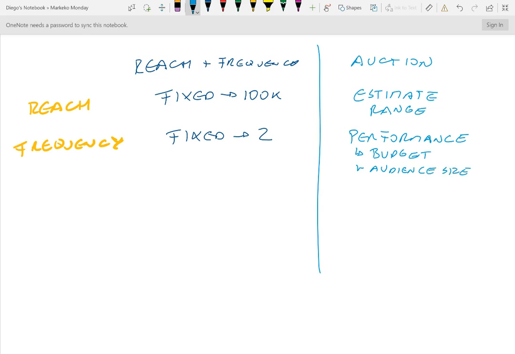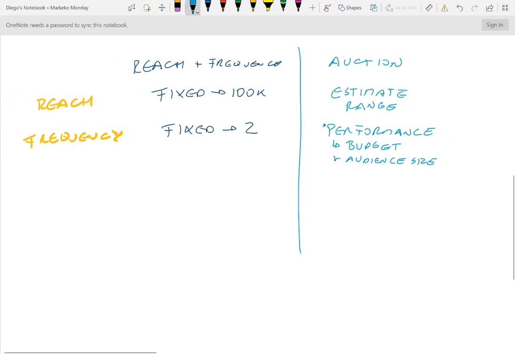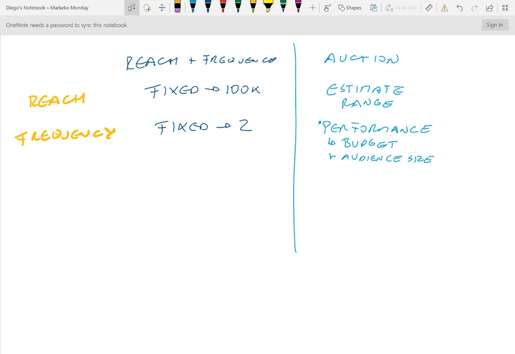If you're reaching a large audience with a small budget, your frequency is going to be low. If you're reaching a small audience with a large budget, your frequency is going to be high. Obviously, this also depends on creative and the type of audience you're reaching, so it's more dependent on performance than anything else. I can't really say how many times someone is going to see the ad. This is going to vary, and the Facebook algorithm is just going to determine that.